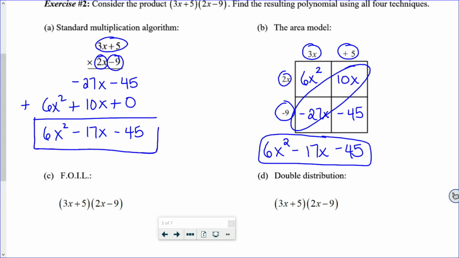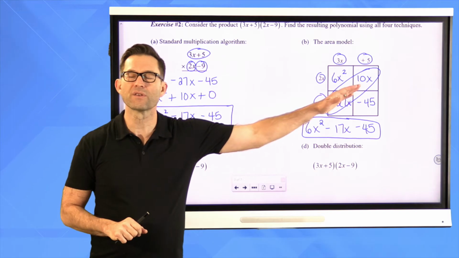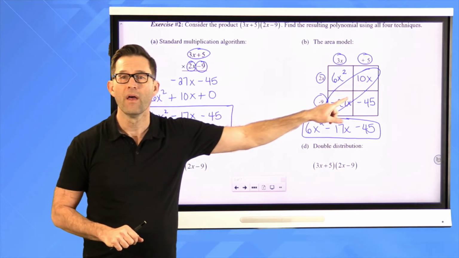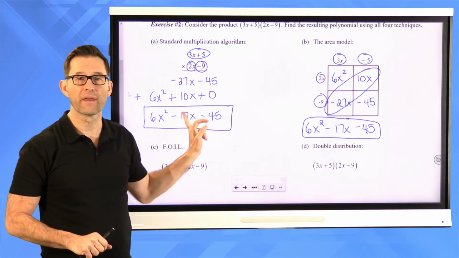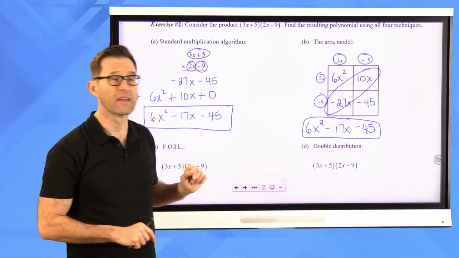Again, notice some themes here. One of the themes that we keep seeing is that the only 2 things that are combining are those 2 linear terms. In the case of the area model, they come along the diagonal. In the case of the standard multiplication algorithm, they come right here in the middle when you add those 2 things together. Now let's take a look at foiling.